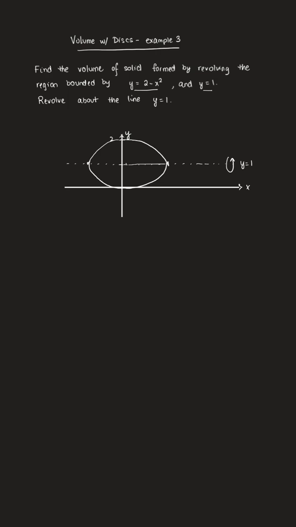And because we're revolving over a horizontal line, the disks that we use will be in terms of x, because we're going to have a width that's a delta x width. The difference is how we're going to find our radii. So first, we do need to figure out where the two functions intersect, y equals 2 minus x squared and y equals 1. So we know our endpoints of the region, and that will help us with the limits of integration.